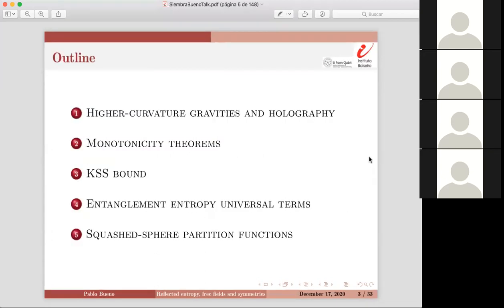Okay, so this is the outline of the talk. There will be 5 parts. First, there will be a general part which is going to be about some aspects of higher curvature gravities in this holographic context, and a little bit about what is the idea behind this approach. And then I will give you 4 examples of how this has been applied in the literature to the discovery of monotonicity theorems, to the KSS bound, to the identification of entanglement entropy universal terms, and finally to how the partition functions on certain classes of spheres which are slightly deformed depend on parameters of the CFT.